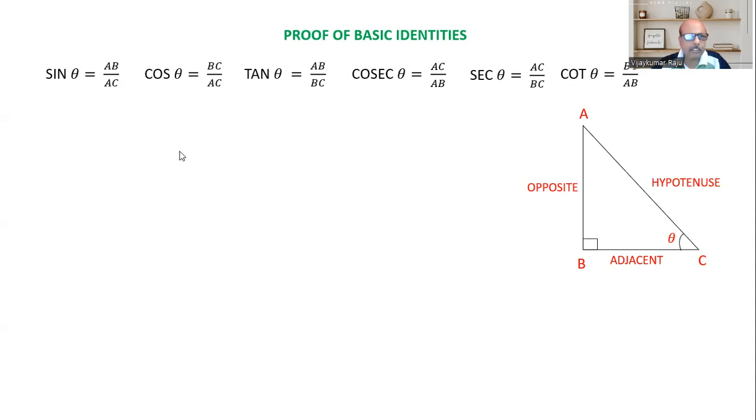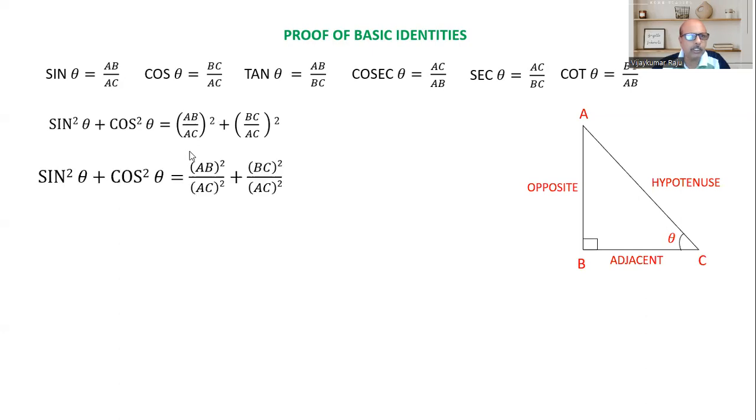Now, see the first, sine square theta plus cos square theta. Sine square means AB upon AC whole square, plus cos square means BC upon AC whole square. When you write a square of the numerator and also of the denominator, it is AB square upon AC square plus BC square upon AC square. Denominators are both AC square, you can take it as an LCM. So it becomes AB square plus BC square upon AC square.